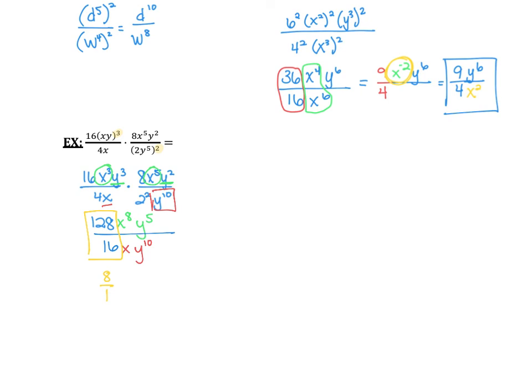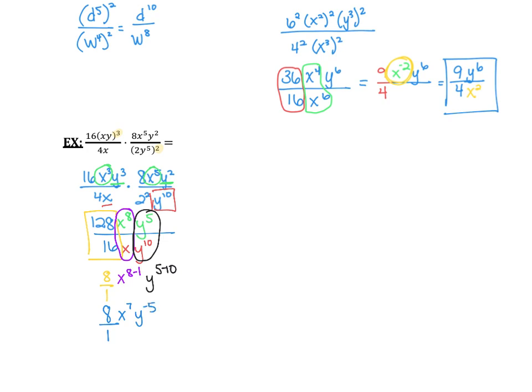The x's are division, so I'm going to subtract them. And the y's are also division, and so I'm going to subtract those. What color should I do those in? Let's do them in black. So we'd get y to the 5 minus 10. So what we have right now is 8 over 1 x to the 7th y to the negative 5th.